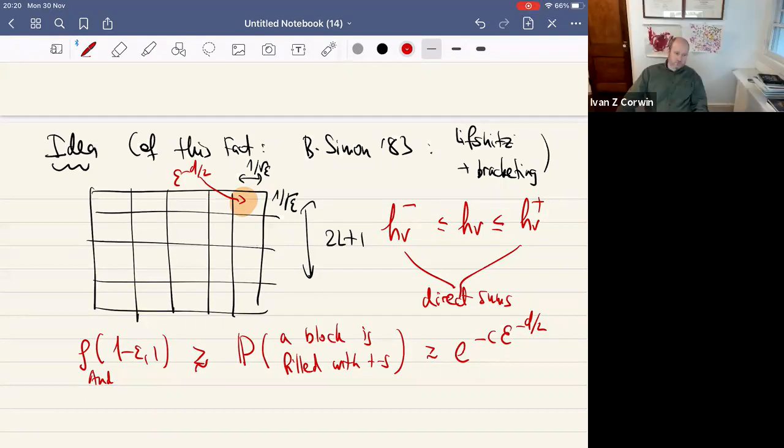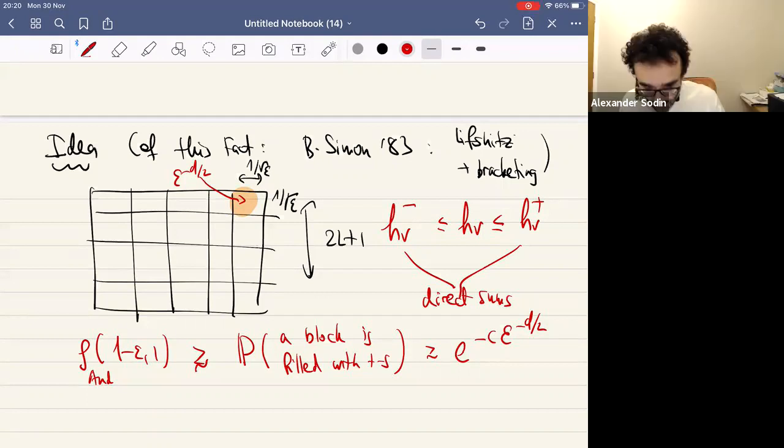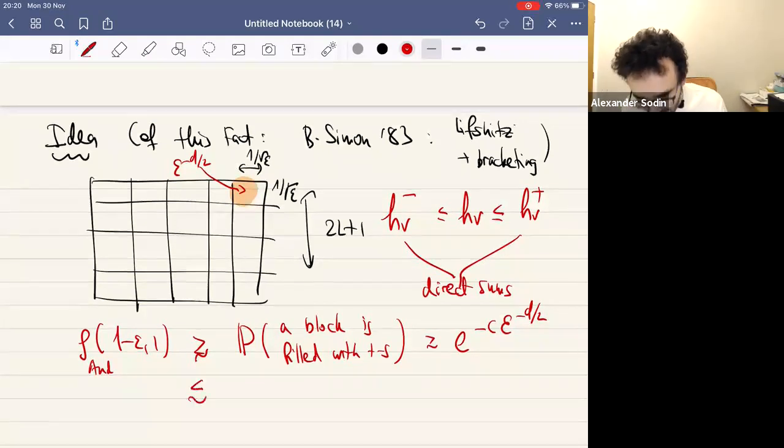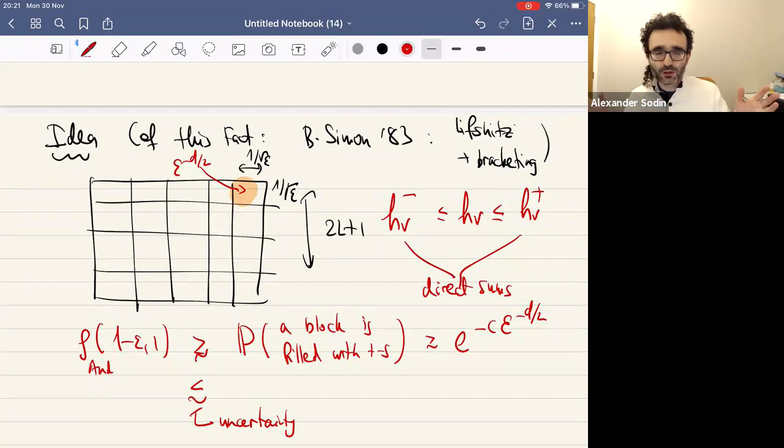And the same for the upper bound. It's a slightly more complicated fact, and you need to use the uncertainty principle in some simple form. The idea is that it's not true that a block which is not filled with pluses doesn't contribute an eigenvalue. But indeed, to contribute an eigenvalue, a block has to be mostly filled. Let's say 3/4 of the signs should be pluses.